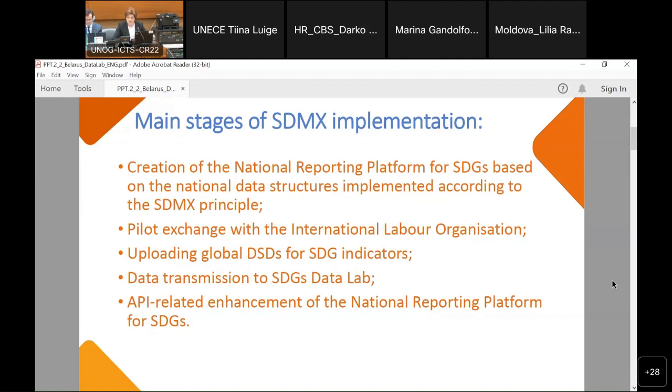Incidentally, the process of putting SDMX in place was quite strenuous and difficult because at the time the UNSD had not yet described the SDG structures. We chose to go our own way, to take the overall guidance for the SDMX format, and we tried to describe SDG indicators ourselves using our own reference books and our own codes.